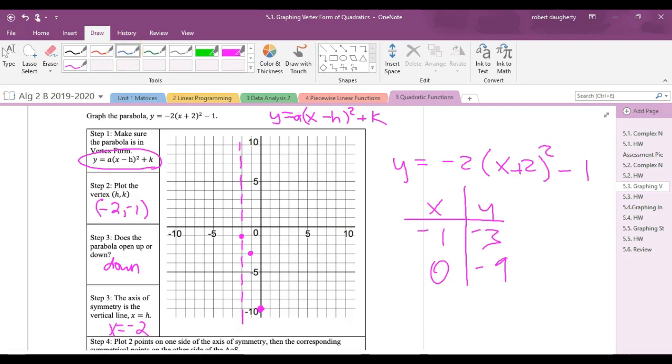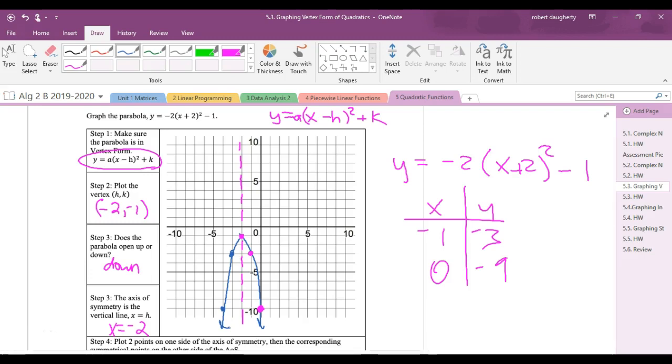Once I know these two points, I don't even have to know what this point is. If this point is 1 to the right, there's a matching point 1 to the left. If I'm down here and this point is 2 to the right, there's a matching point 2 to the left. So I don't even have to go through the trouble of knowing what those points are. I know they're on my parabola. You could plug those in: plug in negative 3 and I should get negative 3, or plug in negative 4 and I would get negative 9. But I don't have to do that if I can just use the symmetry of the problem.